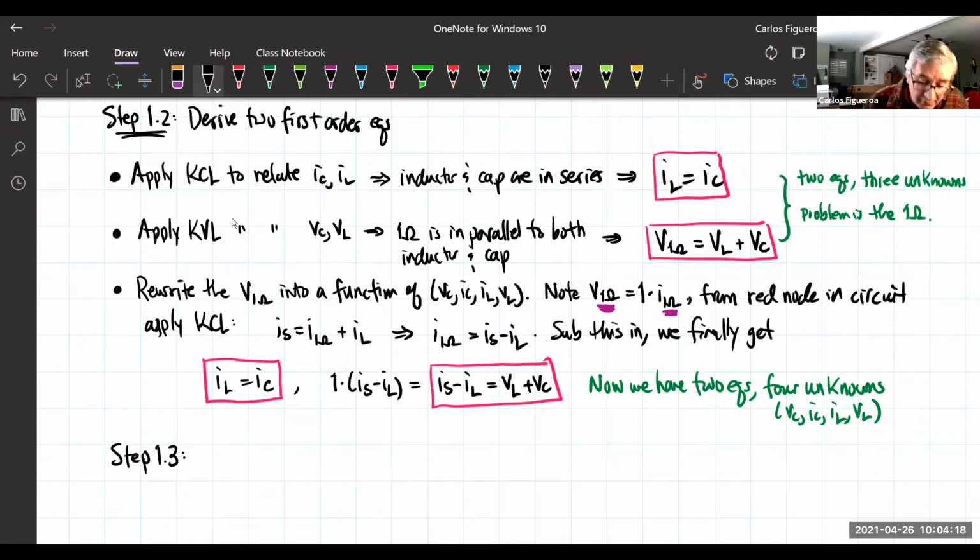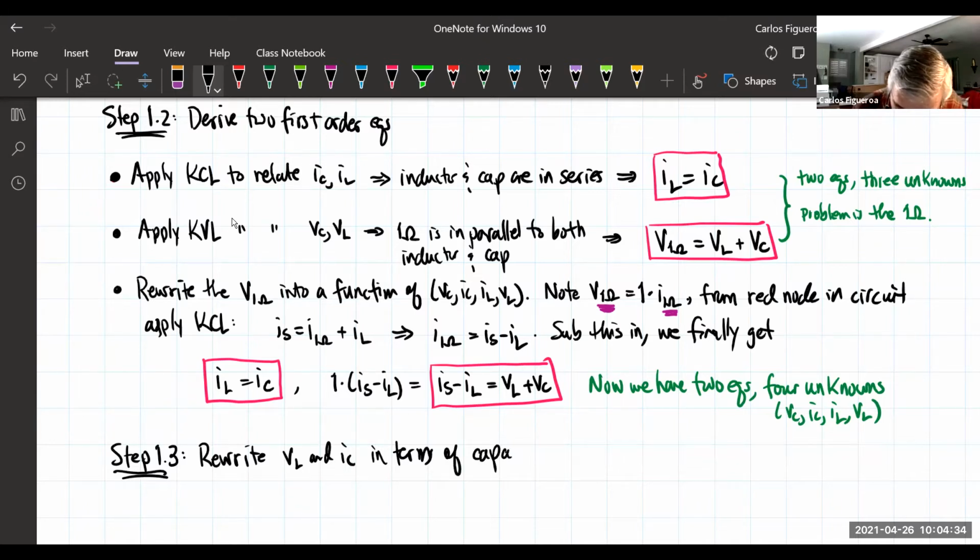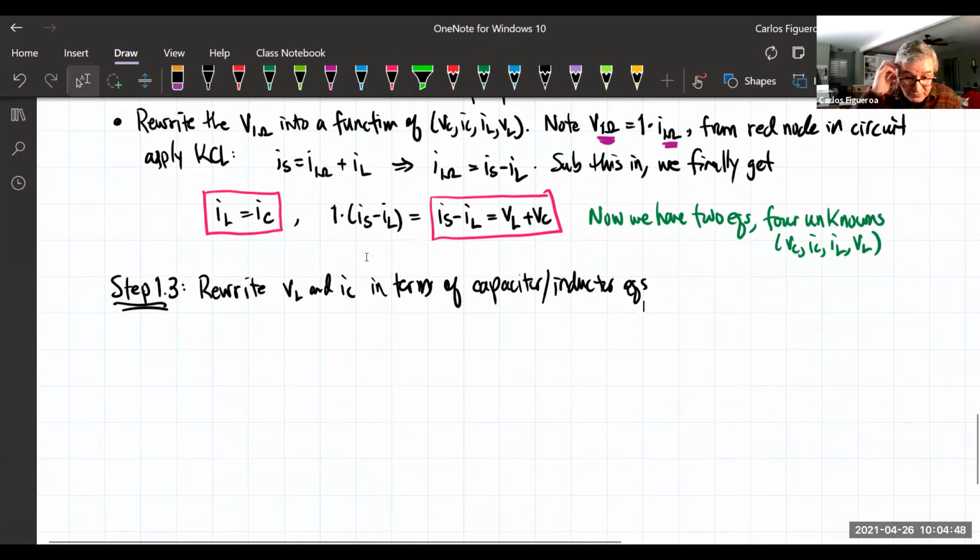So what I'm going to do here is that now we want to rewrite VL and IC in terms of capacitor/inductor equations. So let's go do that. So now if I do that, look at the first equation. Here's what I have.